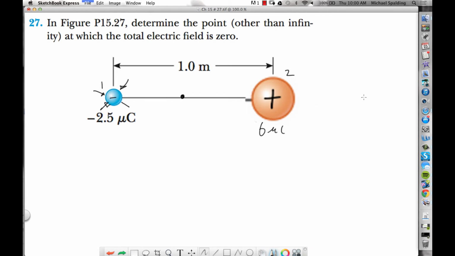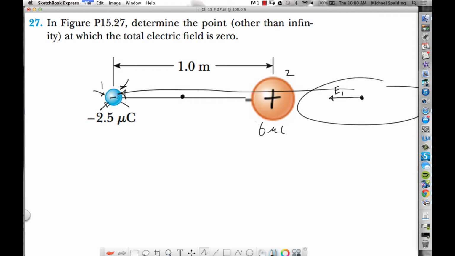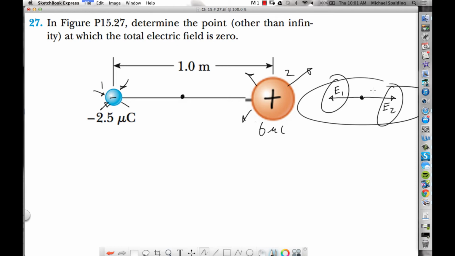So now let's check somewhere over here. Which way is the electric field for charge 1? To the left, because electric fields go into negative. Which way is the electric field for charge 2? Charge 2 is positive, so the electric field goes out, to the right. At first you might look at that and think, oh yeah, I found it. No, you didn't. There's absolutely no way for those electric fields to cancel.